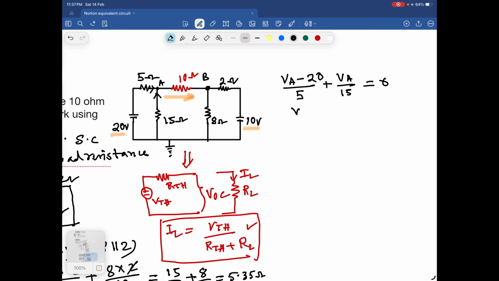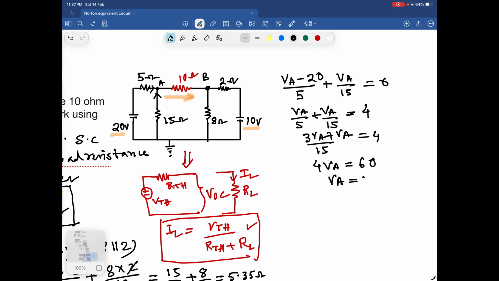So here VA by 5 plus VA by 15 is equal to 20 by 5, that is 4. So this is 3 VA plus VA is equal to 60. So 4 VA is equal to 60. So VA is equal to 60 by 4. So this is 15 volt. This is at node A.